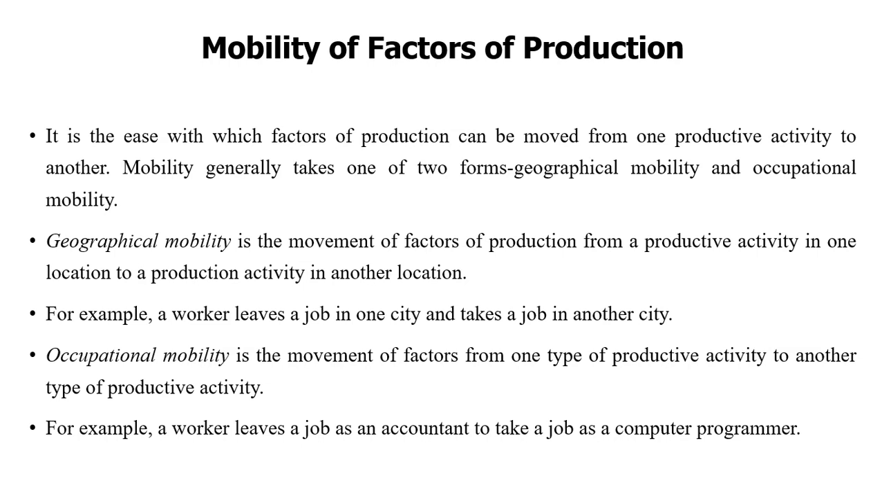So let's say somebody who is an accountant decides to abandon the accountancy profession to become a computer programmer. So the person is switching from one job, one profession to another. This could happen in the same location or from one location to another. So we have these two mobility of factors of production: geographical mobility and occupational mobility.